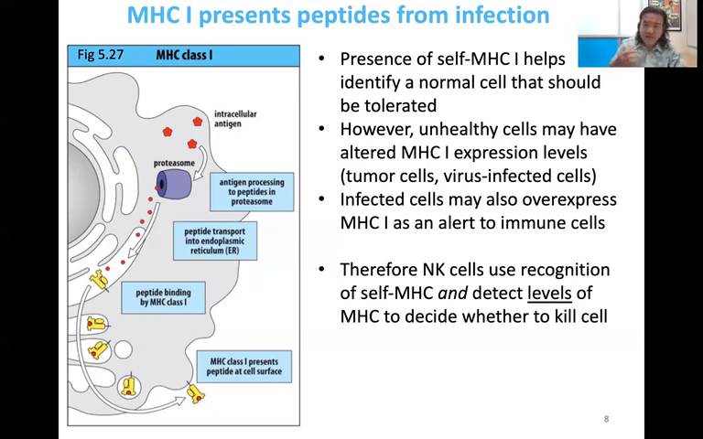Think about it this way. If you have a cell that's infected by a virus, and therefore the normal protein production of that cell is all messed up, or if you have a cell that is transformed into a tumor cell, on its way to forming cancer, its proteins might be all messed up. So there's a very good chance that the levels of MHC protein on its surface don't reflect the normal levels that should be there. Either way too much MHC or maybe way too little MHC. Therefore, NK cells use the recognition of self-MHC and detect how much MHC is there to decide whether to kill a cell.